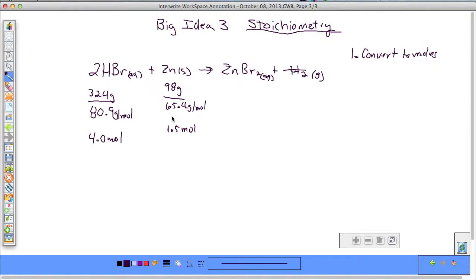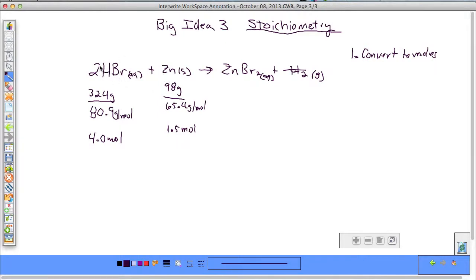So then the next thing you're going to have to do is look at this and figure out, okay, do I have excess? Do I have limiting and excess? Whenever you're given values for both reactants, and you see that's what happened here, we had zinc and hydrobromic acid, and we've been given values for both reactants, you have to analyze that and look at the mole ratio.